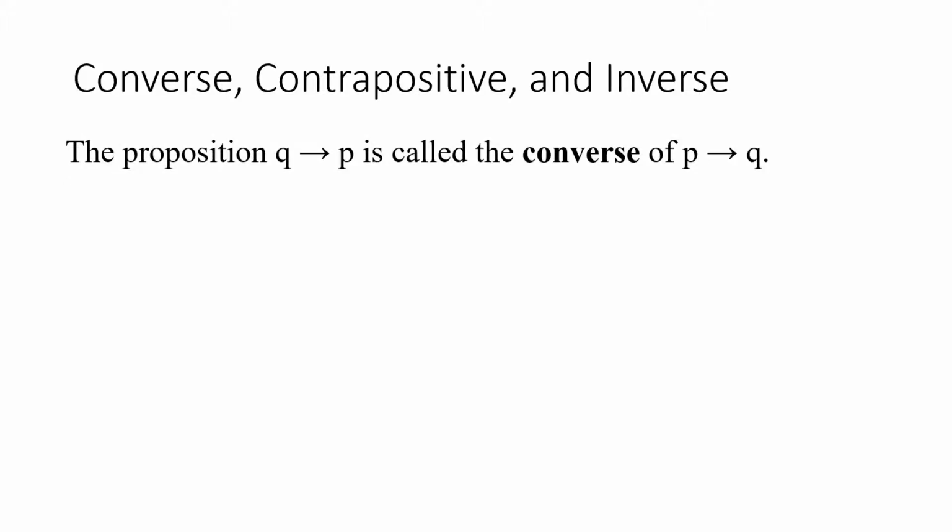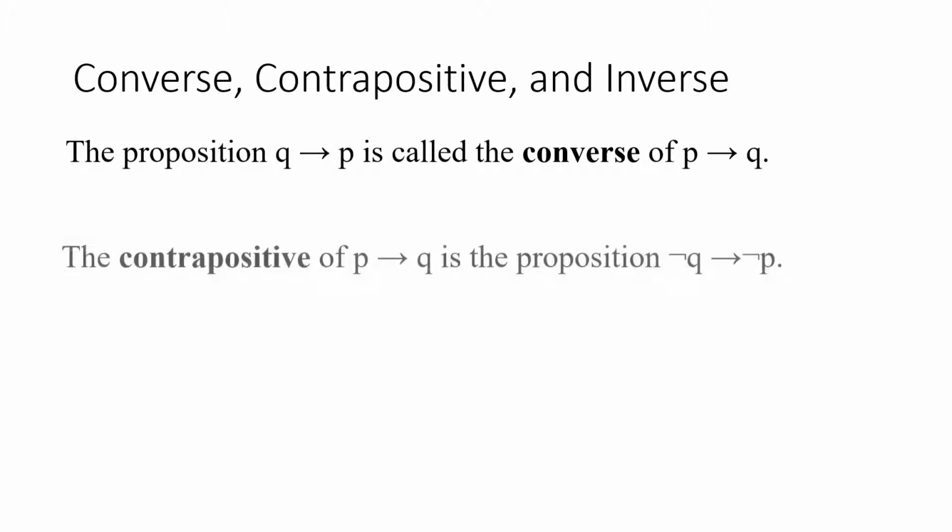So let's have converse, contrapositive, and inverse. We can form new conditional statements starting with a conditional statement P implies Q. In particular, there are three related conditional statements that occur often and have special names. The first one, the proposition Q implies P, is called the converse of P implies Q.